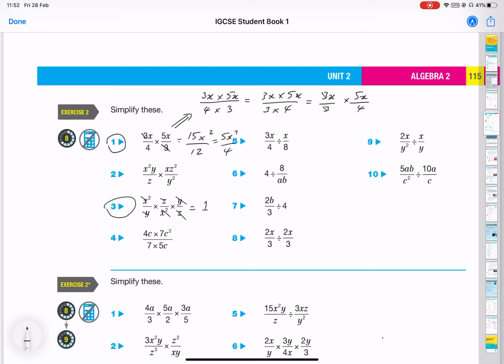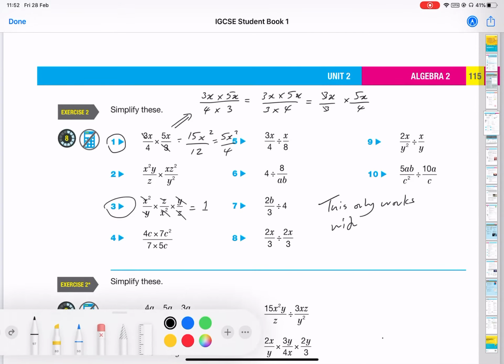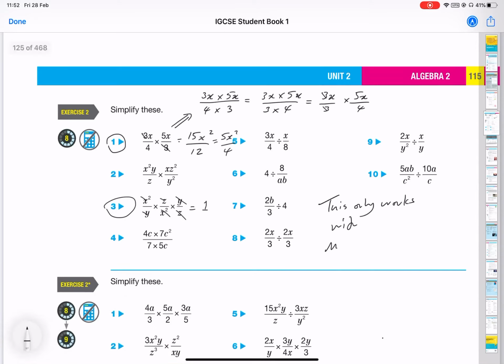And remember one thing. This only works with multiplication. Multiplication, that's right, Eleanor. It only works for multiplication.